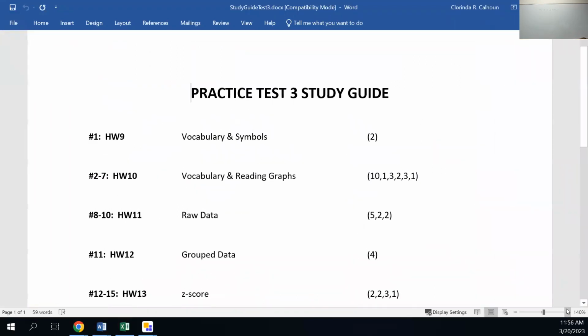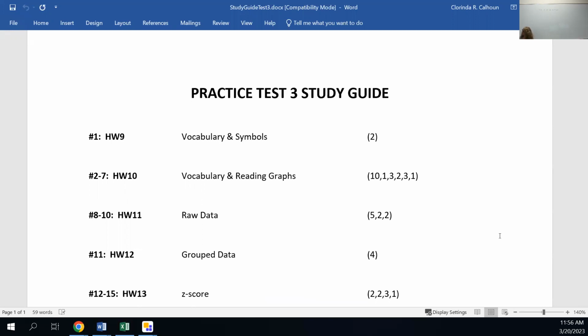Okay, now what all these numbers mean: over on the left-hand side, that means number 1 on the practice test or on the test, numbers 2 through 7 on the practice test and the test, numbers 8 through 10, and so on. That's the number on the practice test and the test. I tell you what homework it's from.